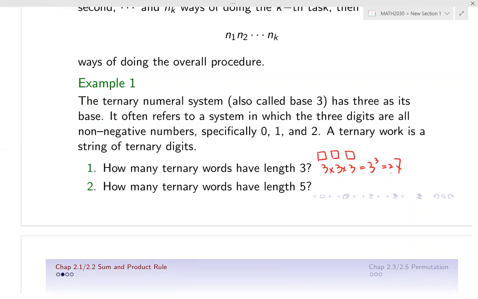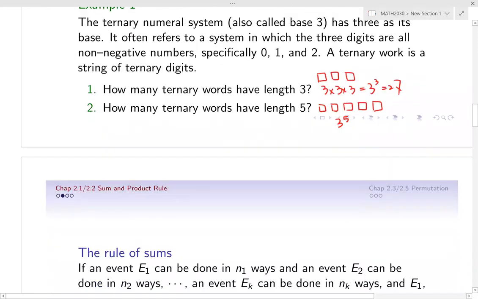How about the second part? How many ternary words have length 5? You probably know the solution to the second part. It's very similar to the first step. Over here, we are trying to come up with a ternary word of length 5. So we have 5 spaces to fill, and for each space we have 3 choices. So it's going to be 3 to the power 5. Okay, so that's all good.